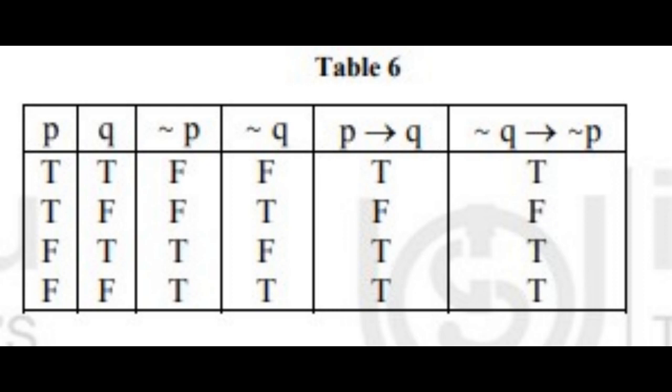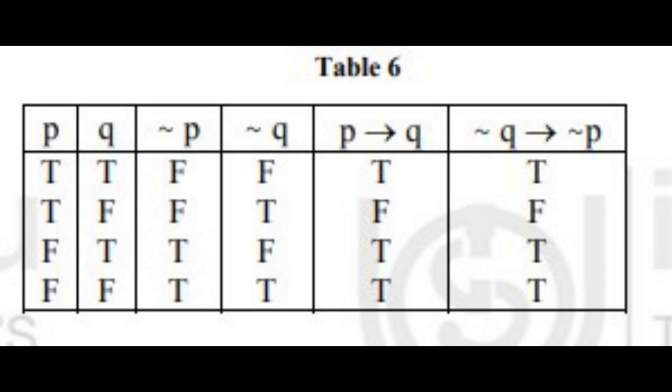Consider the last two columns of Table 6. You will find that P → Q and ~Q → ~P have the same truth value for every choice of truth values of P and Q. When this happens, we call them equivalent statements. Definition. We call two propositions R and S logically equivalent provided they have the same truth value for every choice of truth values of simple propositions involved in them.